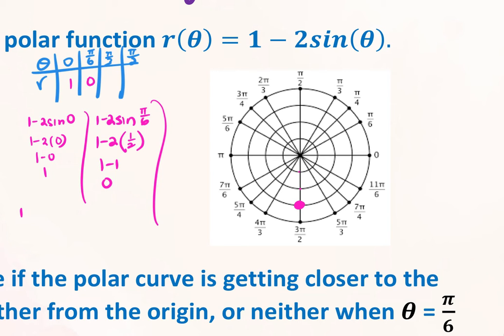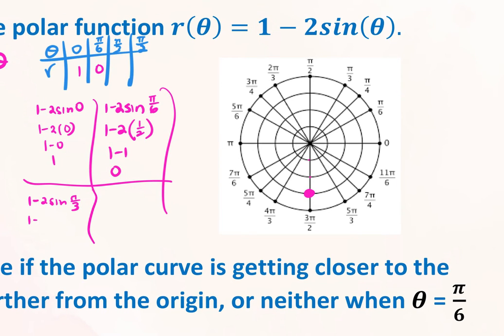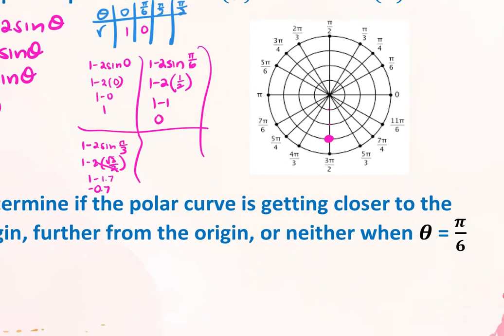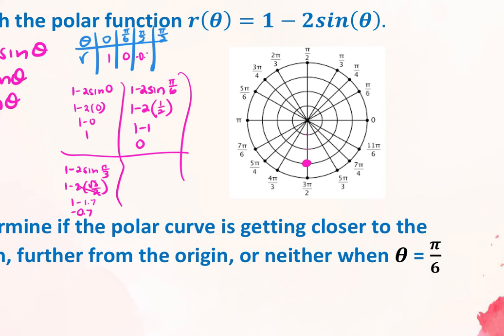Then I'm going to do 1 minus 2 sine pi over 3. What's the sine at pi over 3? Root 3 over 2. The 2's cancel, and I get 1 minus root 3. We're going to approximate root 3 to be what? 1.7. So 1 minus 1.7 is negative 0.7. And the last one, 1 minus 2 sine pi over 2. What's the sine at pi over 2? 1. 1 minus 2 is negative 1.